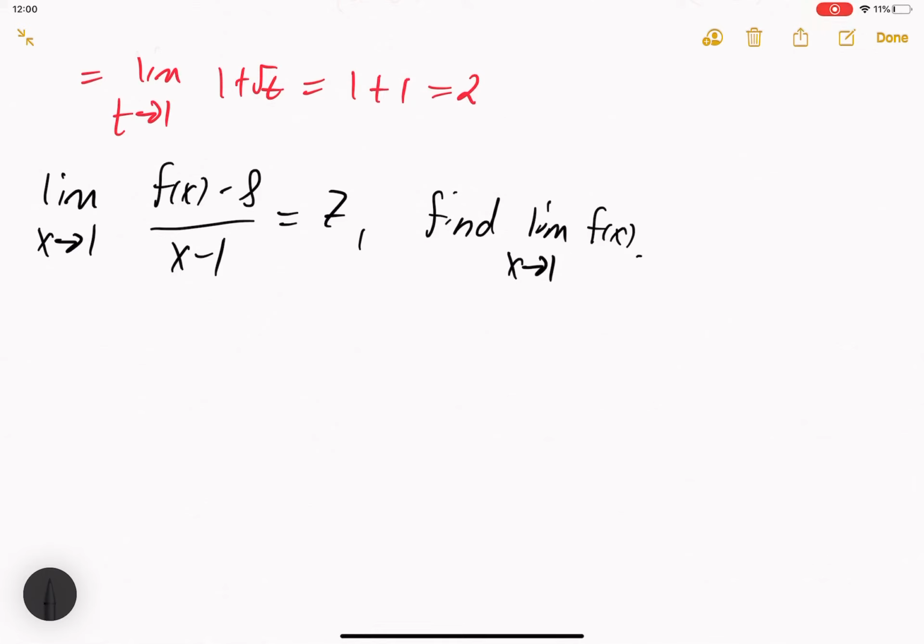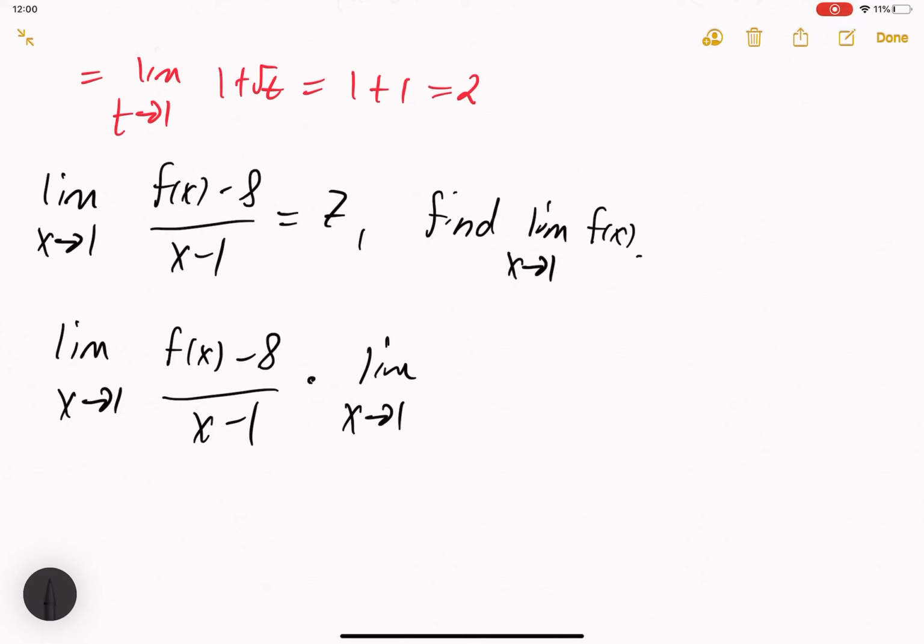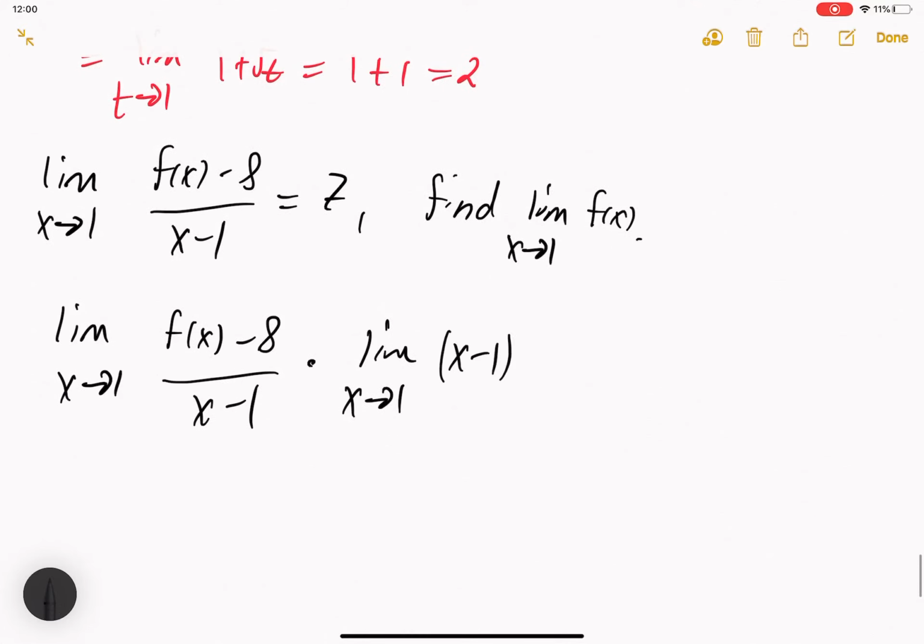So the way we do this is by taking the limit as x goes to 1 of (f(x) - 8) over (x - 1), and we're going to multiply that by the limit as x goes to 1 of (x - 1). As you can see, I'm doing some algebraic manipulations to get things nicer. So this limit right here is equal to 7, and this limit right here is equal to 0.